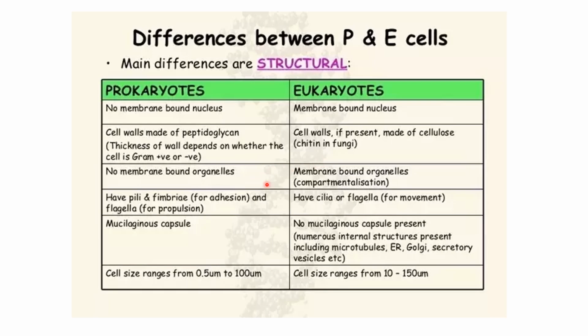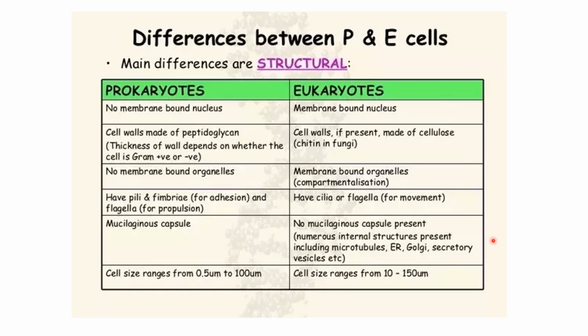No membrane bound organelles are present in the case of prokaryotes, and membrane bound organelles, that is compartmentalization, we can see in the case of eukaryotes. In prokaryotes, organisms have pili and fimbriae for adhesion and flagella for propulsion. In eukaryotes, they have cilia or flagella for movement, and a mucilaginous capsule is present in the case of prokaryotes. Here no mucilaginous capsule is present in any of the cells.